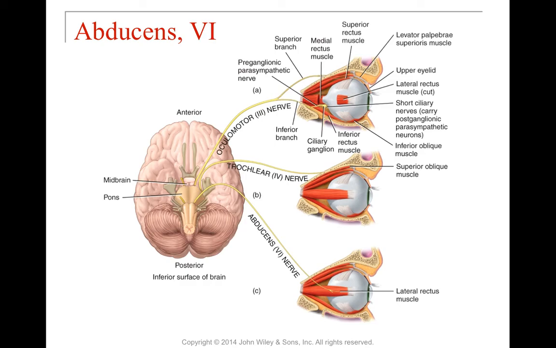The abducens, as we talked about previously, is responsible for moving the eyeballs as well. So that's part of this oculomotor, trochlear, and abducens trifecta, basically. All three of these are involved in motion of the eyes.